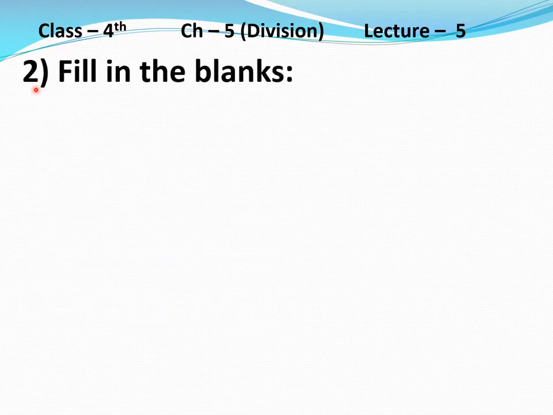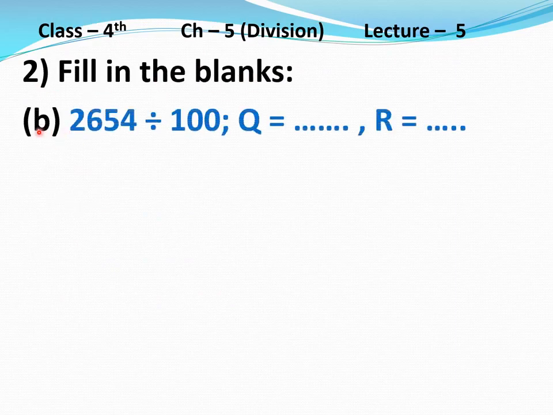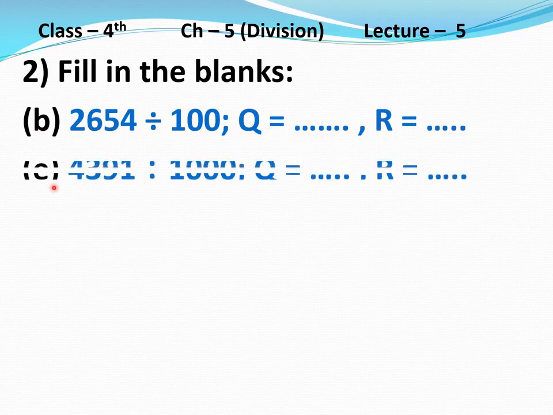Now, question number 2. Fill in the blanks. B part: 2654 divided by 100. Quotient equal to dash, remainder equal to dash. E part: 4391 divided by 1000. Quotient equal to dash, remainder equal to dash. These are the questions assigned as homework.